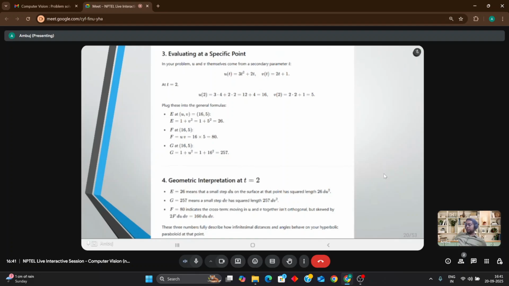So the geometric interpretation at t = 2 is E = 26, meaning a small step du on the surface at that point has squared length 26 du². G = 257 means a small step dv has squared length 257 dv². F = 80 indicates that moving in u and v together is not orthogonal; it is skewed by the du dv term. These three numbers fully describe how infinitesimal distances and angles behave on the hyperbolic paraboloid.